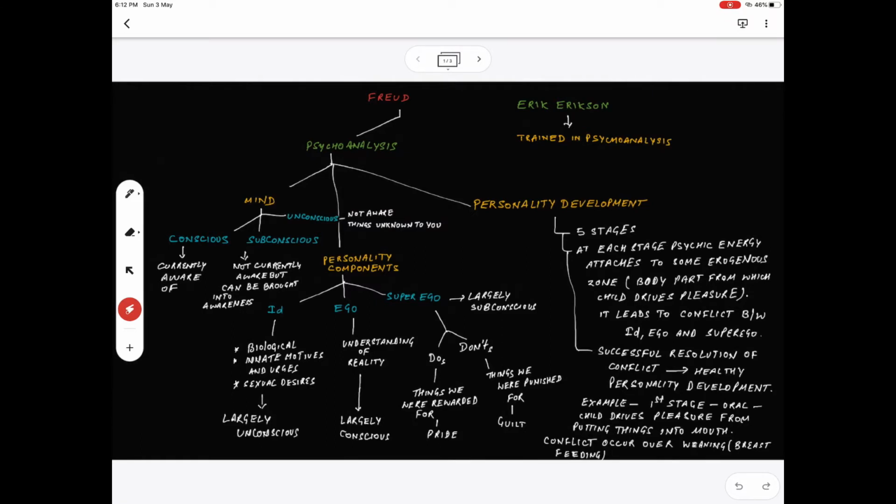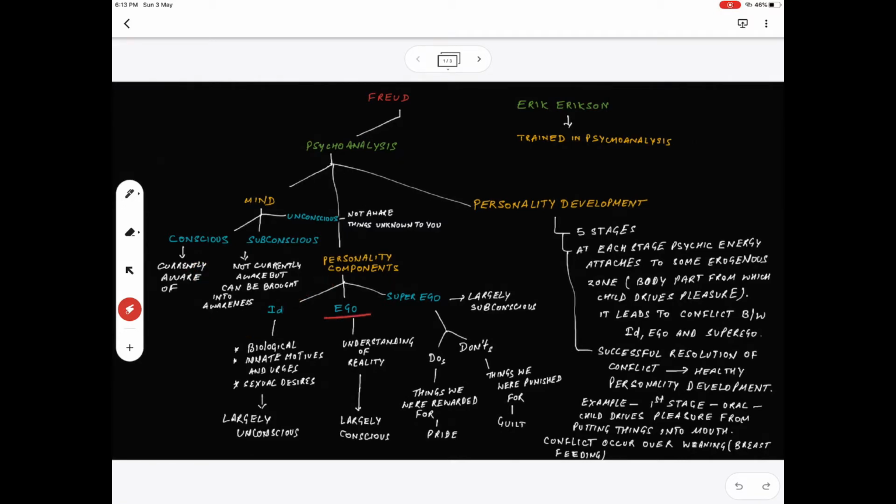Second, he talks about the components of personality. He says there are three components of personality: id, ego, and superego. The id is biological, innate motives or urges. It also includes desires, sexual desires, and it is largely unconscious. So they exist in your personality, and they have biological or innate origins, but because it is largely unconscious, you are not aware of it, but it influences your personality.